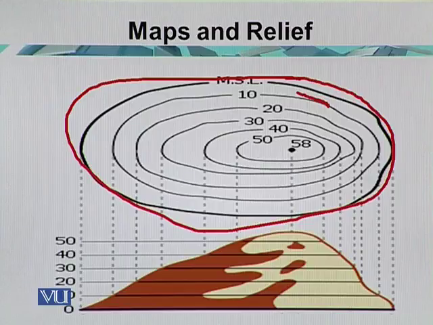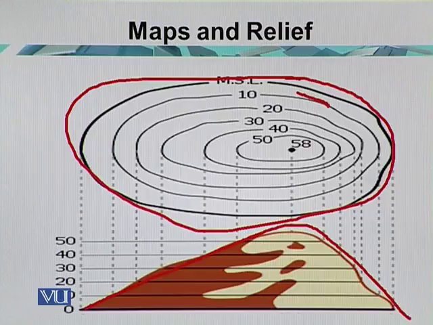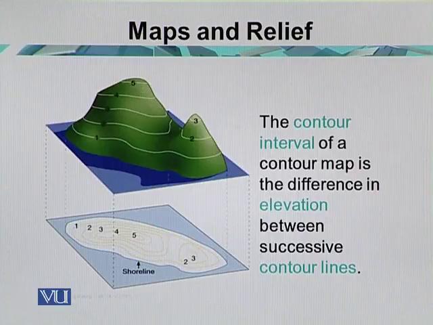So you can see the true representation of the contours, which are depicting the mound of a place. Every contour has a surveyed point, and that's why it is a true representation of the relief feature. The contour interval of a contour map is the difference in elevation between successive contour lines. Between two contour lines is called the contour interval. If we have a difference of 10 feet above sea level, the contour interval is 10 feet. If it has 100 feet, the contour interval is 100.